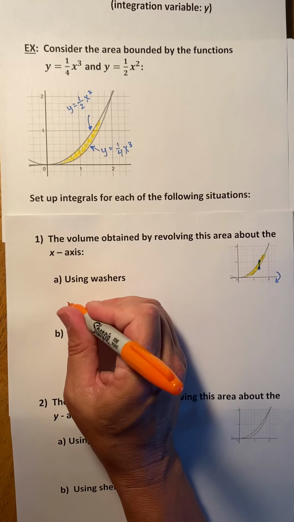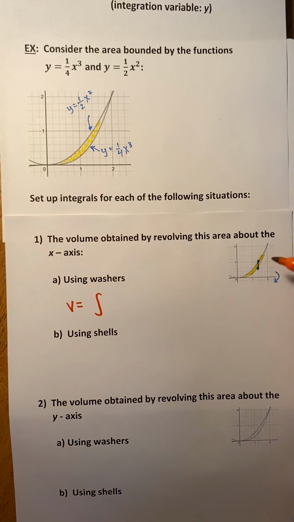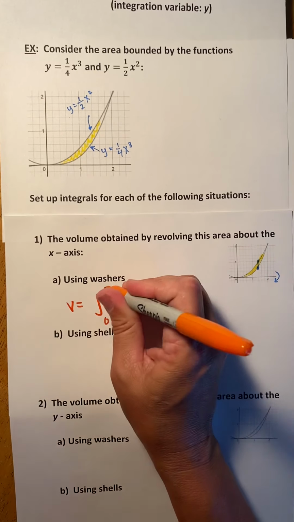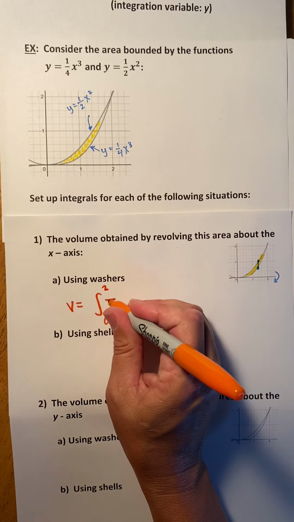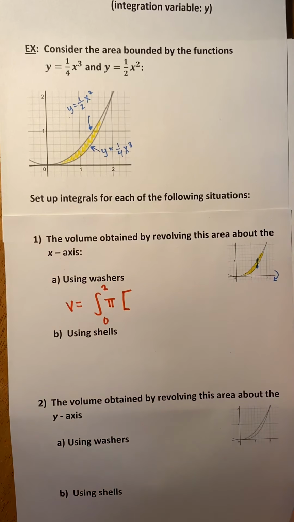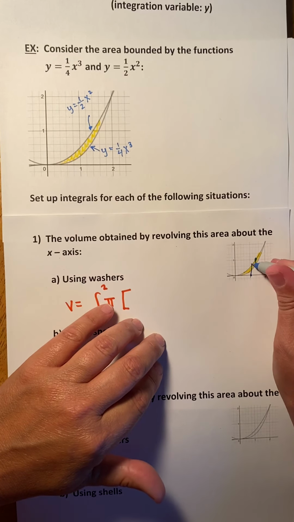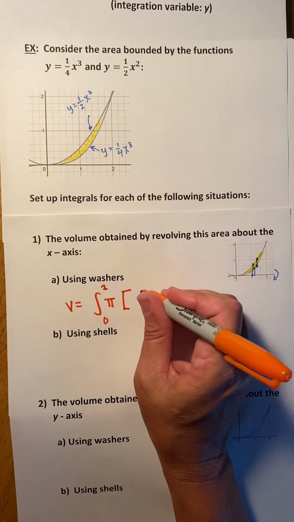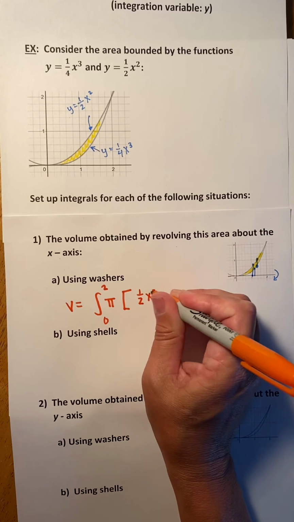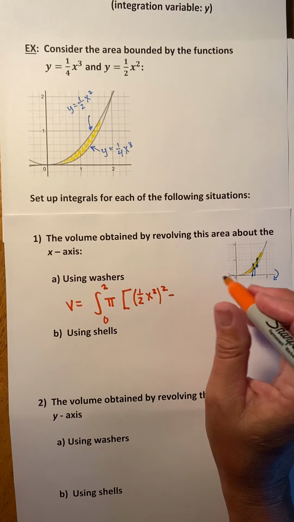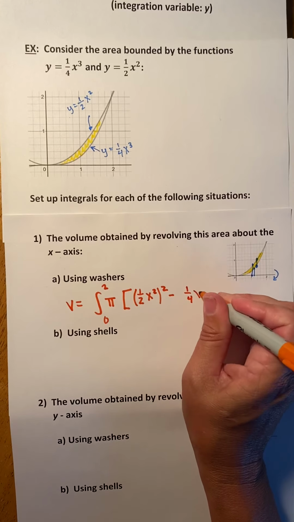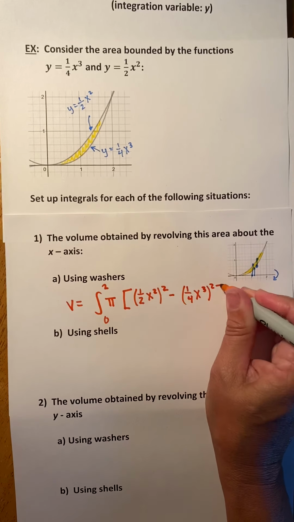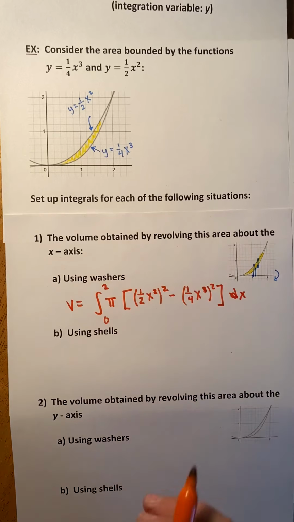So using washers, my volume is going to be, well, if I'm using washers, I'm using vertical lines, so my integration variable is x. x ranges from 0 to 2. I have my pi, and then it's going to be my outer radius, because this is my axis of rotation, so this is my top line, that's my inner line. So my top function is the 1/2 x squared, so it's my outer radius squared, minus my inner radius squared, 1/4 x cubed squared. We're going to integrate with respect to x.